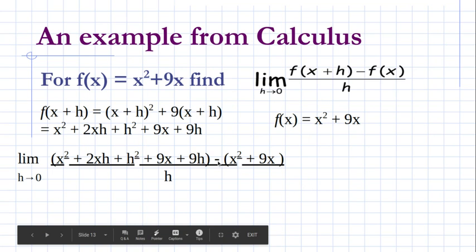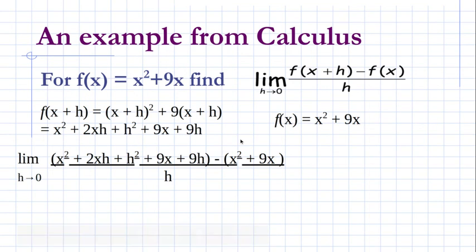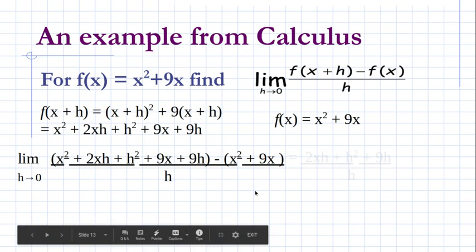So when we distribute this minus, we get minus x squared minus 9x. And you'll see that they'll cancel. This x squared minus this x squared will be 0. 9x here minus 9x here will be 0. So we're going to be left with just these three terms, 2xh plus h squared plus 9h, all over h.